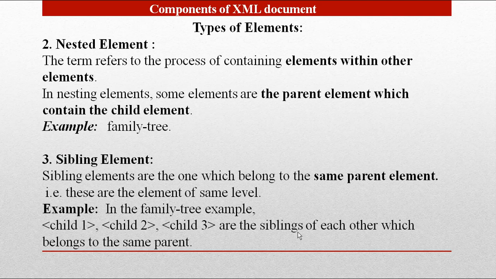Then what does sibling element mean? Sibling elements are the ones which belong to the same parent element. Suppose in your family you have a grandparent, and that grandparent can have two sons. These two sons are called siblings. The elements with the same parent we call sibling elements; that is, these are the elements of the same level. In a family tree example, child 1, child 2, child 3 are sibling elements of each other, which belong to the same parents.